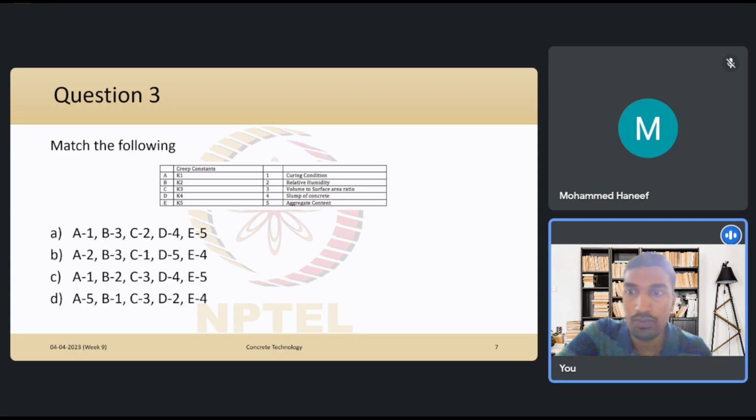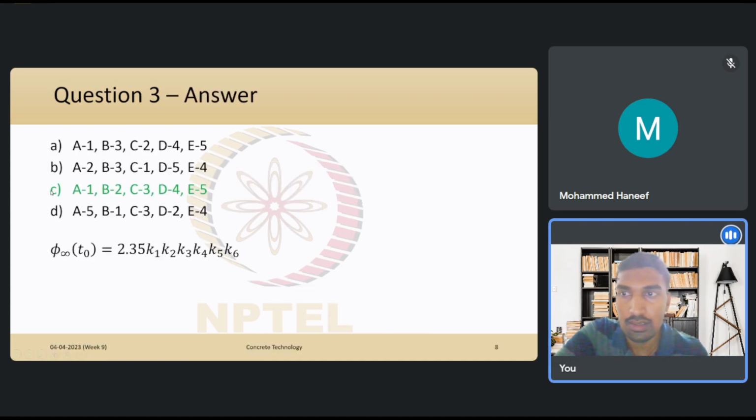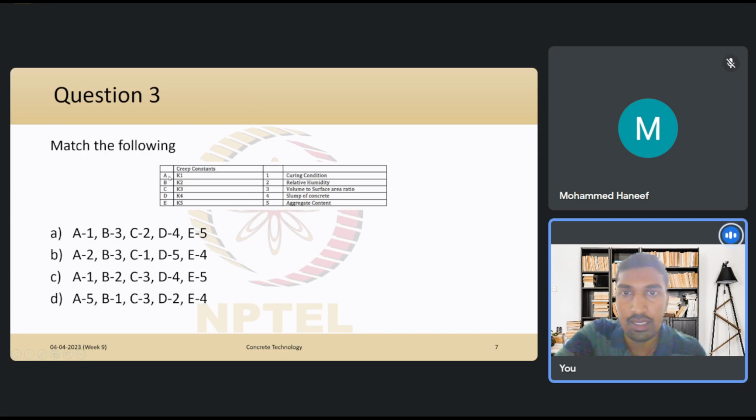Okay, we have a note for option C. Let's take a look at the answer. The right option is C. The match is given in the same order as in the table: A is matched to 1, B with 2, C with 3, D with 4, E with 5. So the right matching is in the order as given. K1 is for the curing condition, K2 is for the relative humidity, K3 for the volume to surface area ratio, K4 for the slump of concrete, K5 for aggregate content.